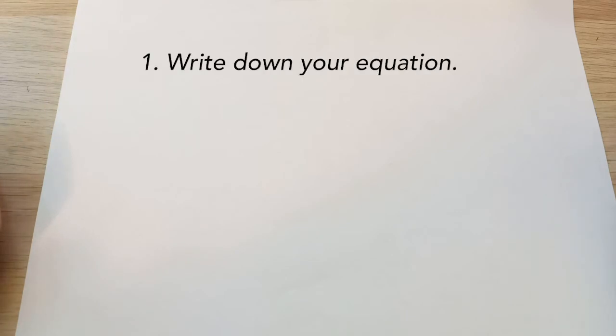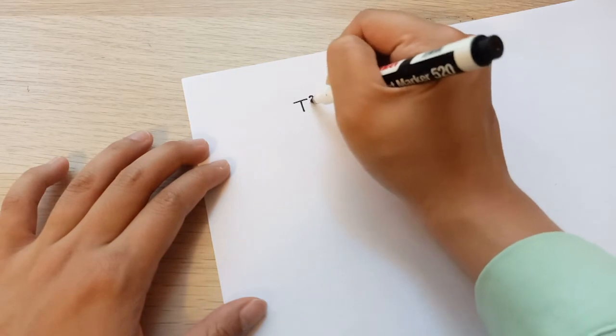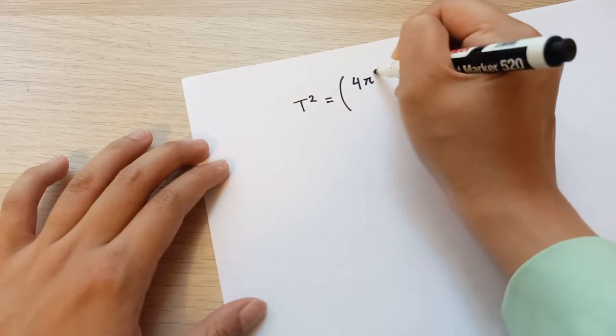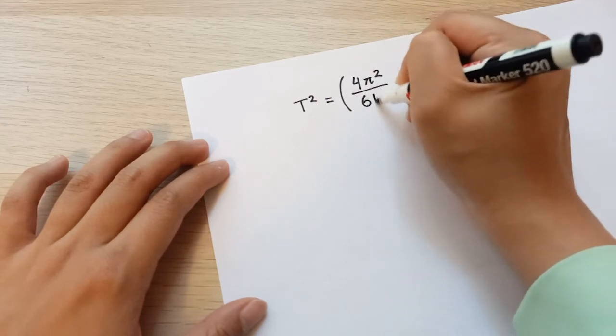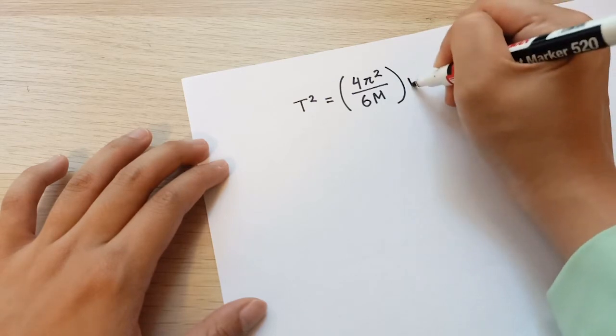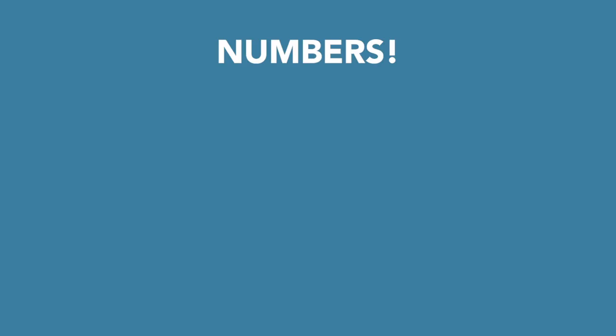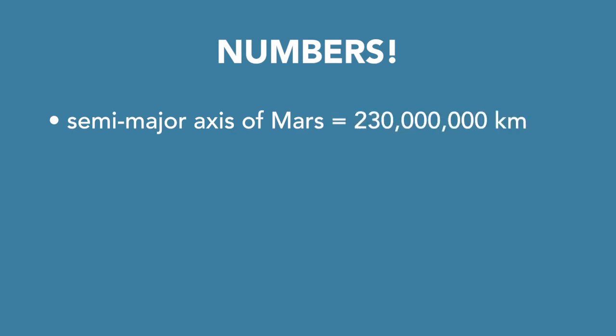A good first step for most astrophysics problems is to write down the equation you'll be using. So go ahead and write down T squared equals, open bracket, 4 pi squared over GM, close bracket, times R cubed. Now, I'm going to give you some numbers, so make sure to take note of them. Roughly, the semi-major axis of Mars's orbit is about 230 million kilometers. That's 6 zeros after 230.